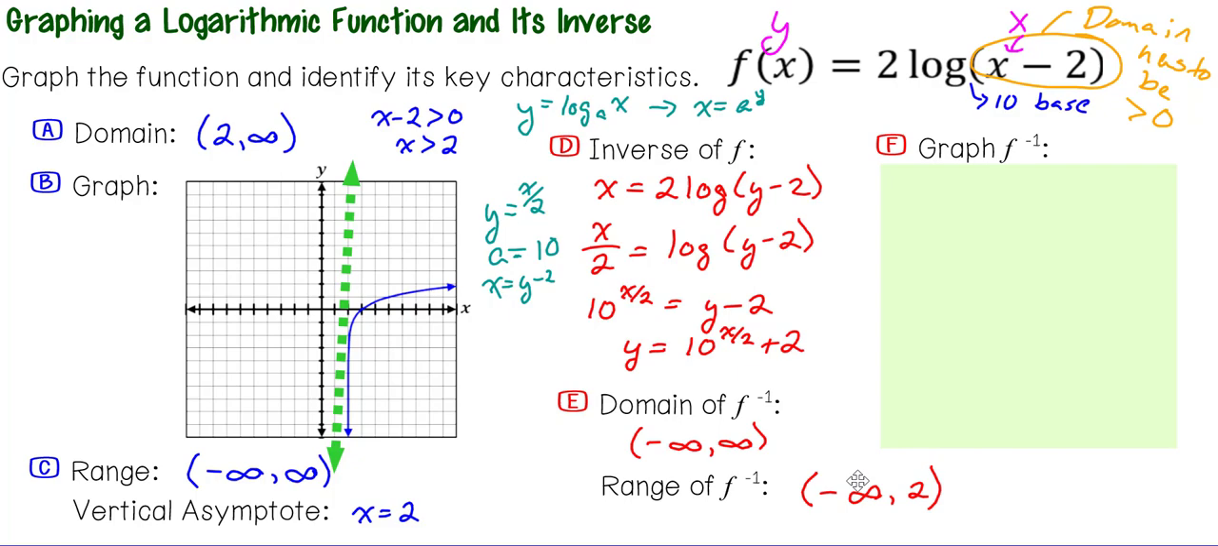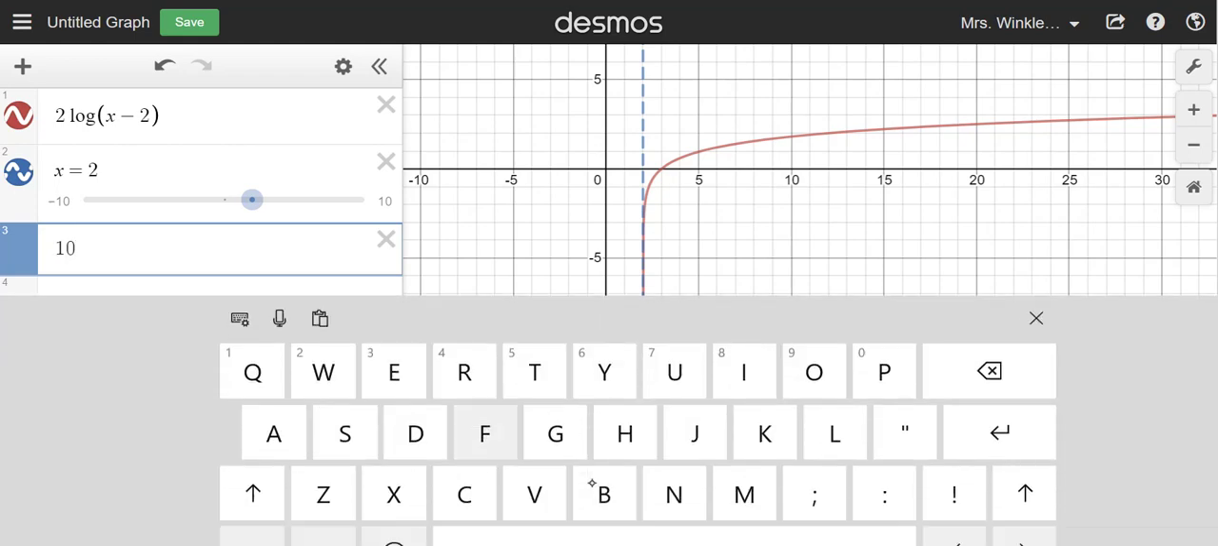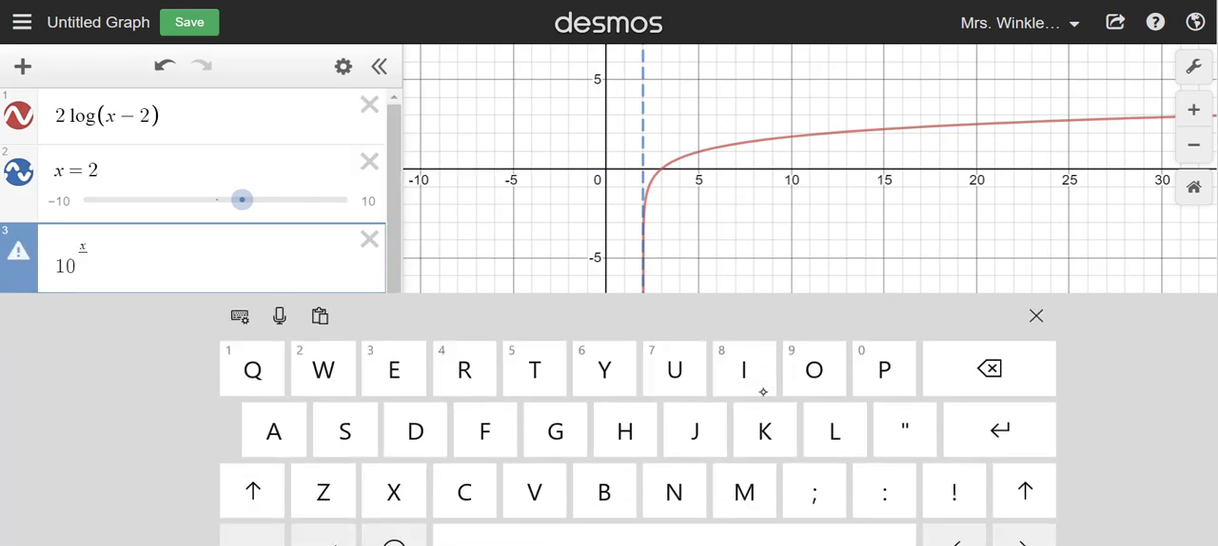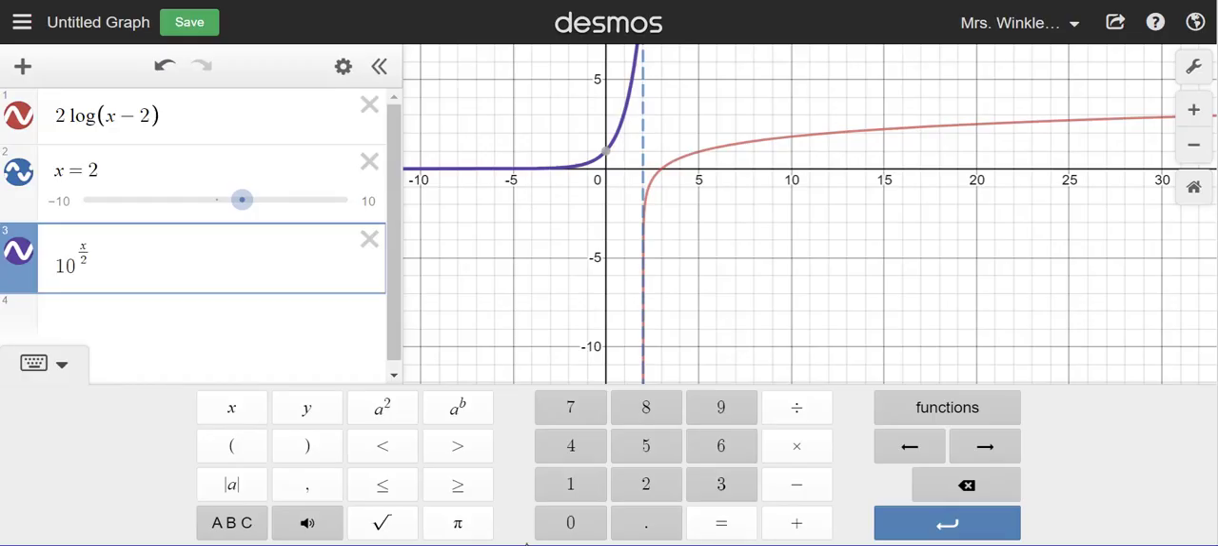So let's look at a graph of this. I'm going to graph it on the same one, and we have y equals 10 to the x divided by 2, and then it's going to be plus 2.